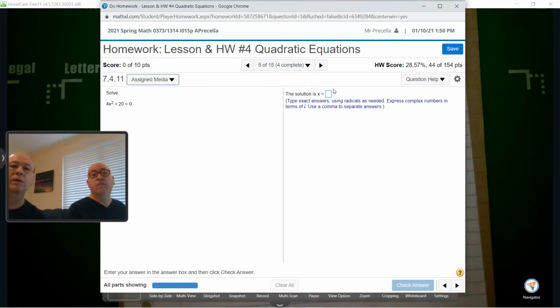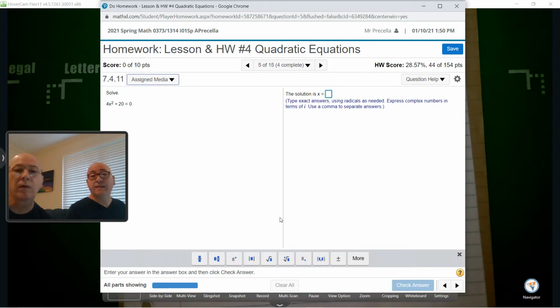So we're going to type in there. You go down to your toolbar, the plus minus hot button right there. And then we need a square root. No, an I. Let's put the I. The I, yes, okay. And then the square root.